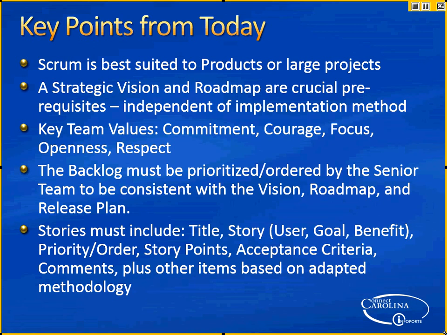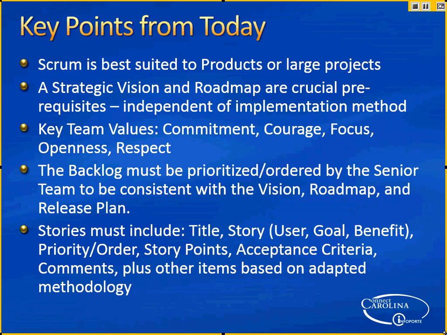The key team values we talked about, right? Commitment to completing the elements that are in the sprint, the courage to do whatever is necessary to complete the sprint. Focus, we're working on stuff that's in the sprint, not other stuff. Openness, that's the transparency, communicating, right? Respect for your teammates. We have to have a prioritized, ordered backlog as a key enabler for choosing elements for the sprint.